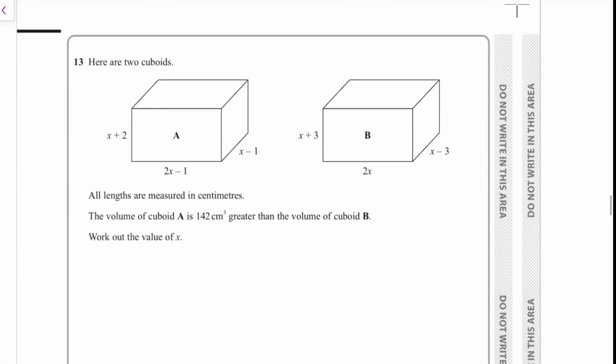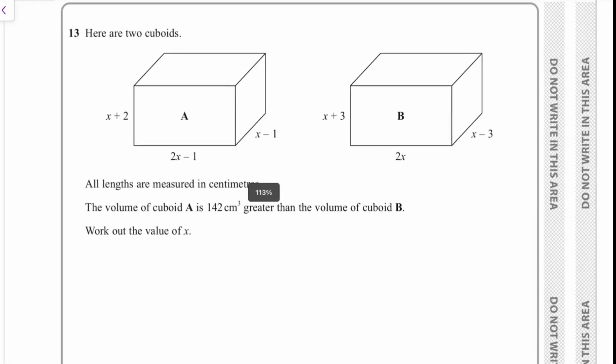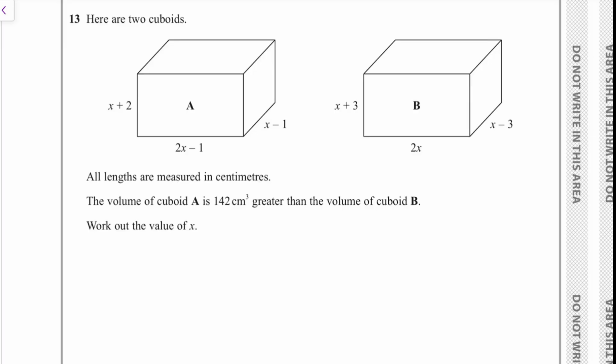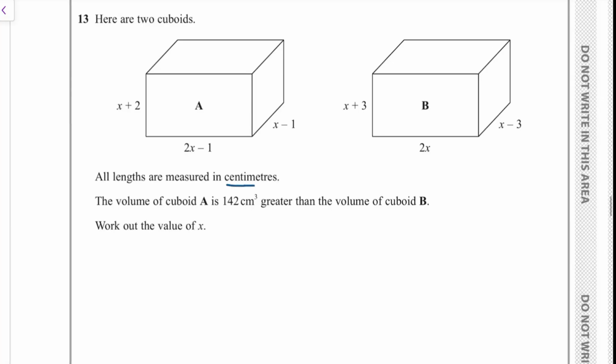Excellent. Next question. I don't know how I'm doing for time, but seems to be getting on okay so far. Question 13. Here are two cuboids. Then it gives me some distances. All lengths are measured in centimetres. I'll underline that just in case that's relevant. The volume of cuboid A is 142 greater than the volume of cuboid B. Work out the value of x.